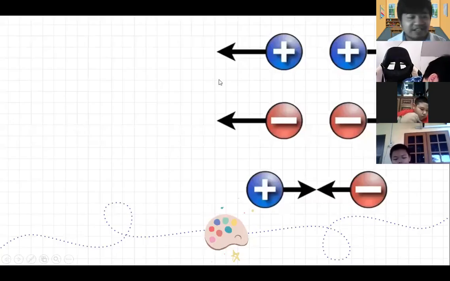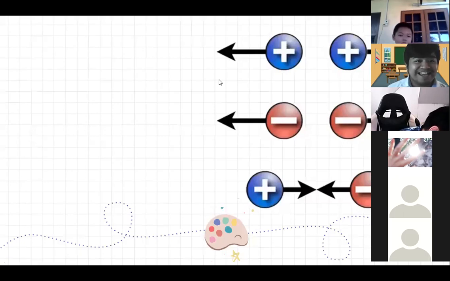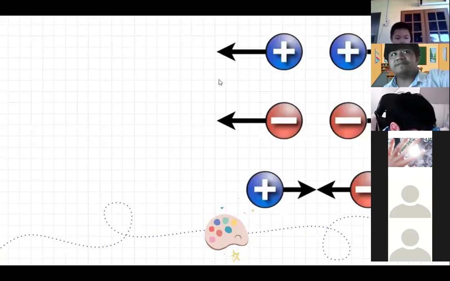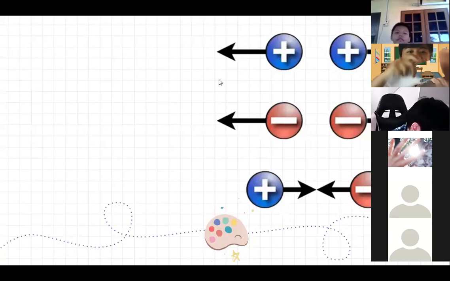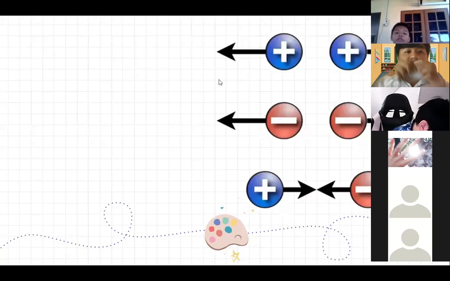Do you want to try this at home? Do you want to try this activity? You can do it with a piece of paper like this. If you just want to know static electricity, you can rip papers into small pieces.